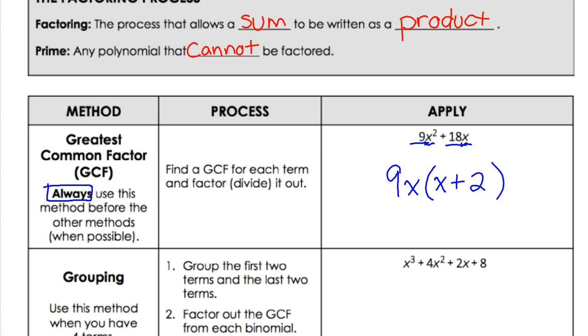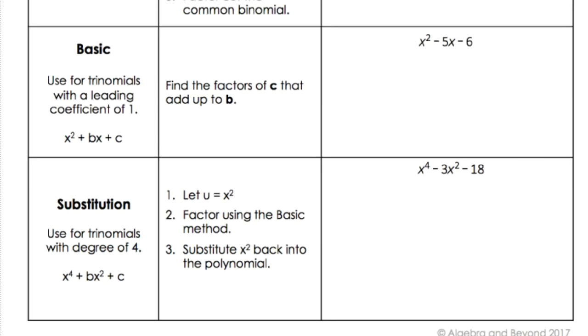When I divide 18x by 9x, the x is reduced to 1, and the 18 divided by 9 is where I get the 2. So that allows us to have a polynomial that's simpler, and sometimes that polynomial in the parentheses there can be factored further using one of these other methods.